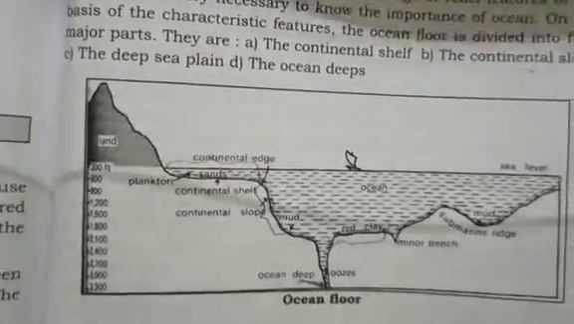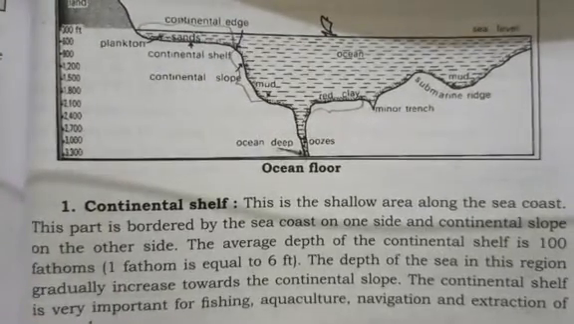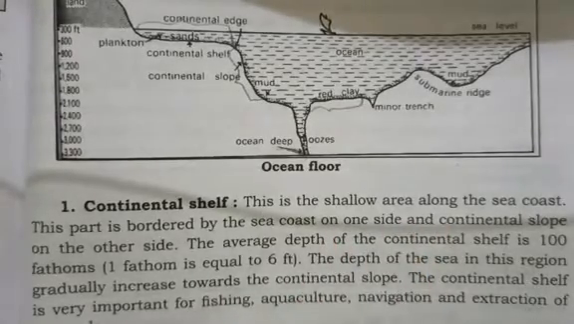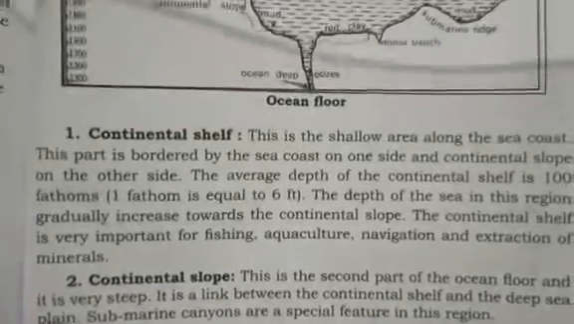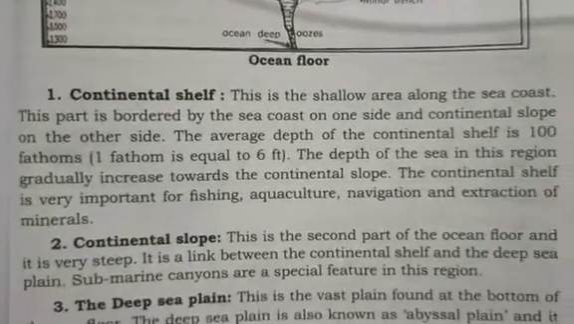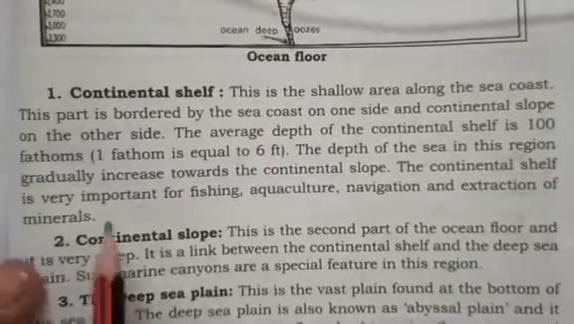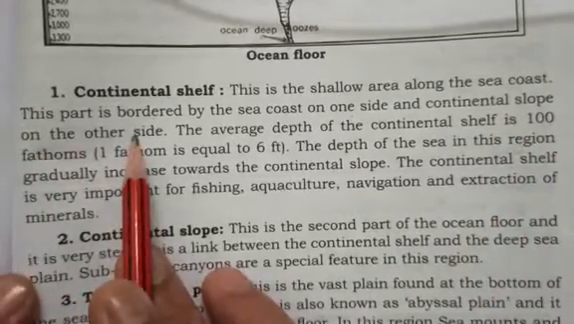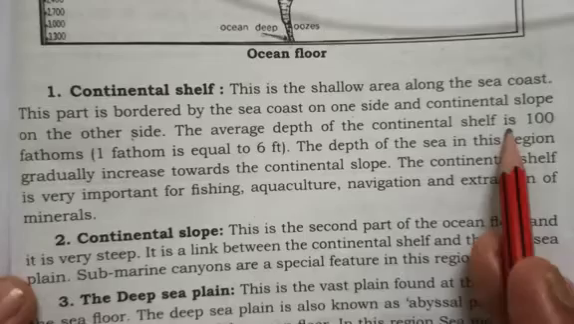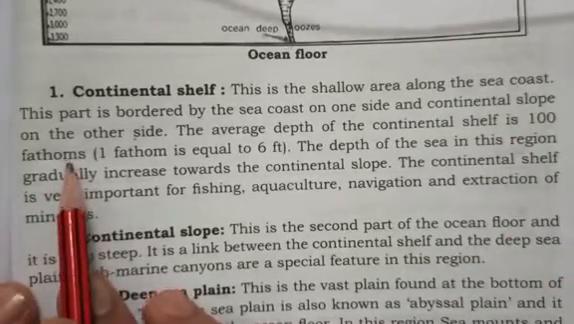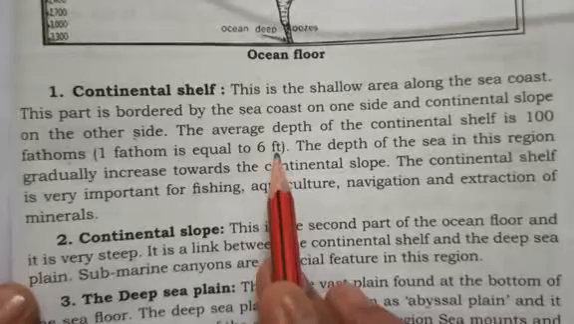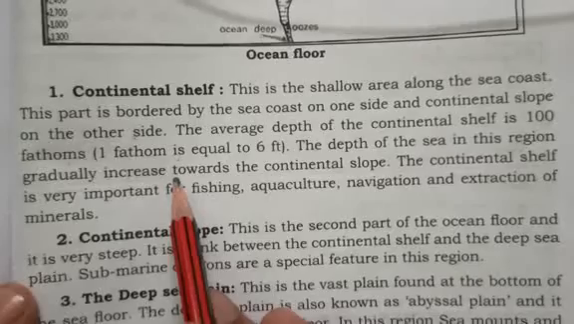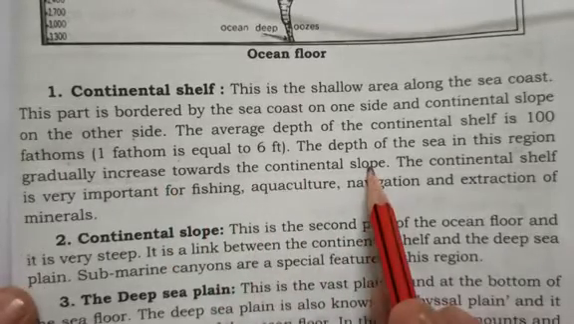So coming to the continental shelf. This is the shallow area, which is not so deep, along the sea coast. It is bordered by the sea coast on one side and the continental slope on the other side. The average depth of the continental shelf is 100 fathoms. 1 fathom is equal to 6 feet. The depth of the sea in this region gradually increases towards the continental slope.